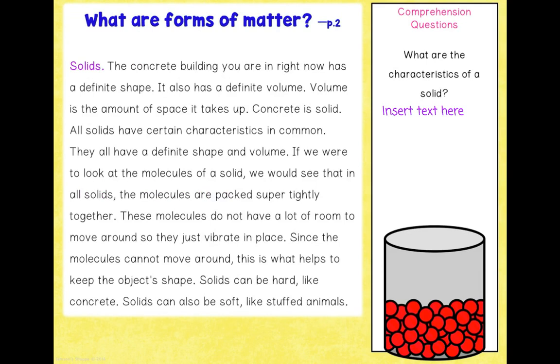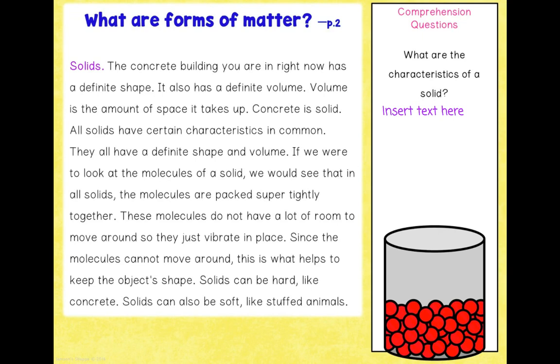Solids. The concrete building you are in right now has a definite shape. It also has a definite volume. Volume is the amount of space it takes up. Concrete is solid. All solids have certain characteristics in common. They all have a definite shape and volume.